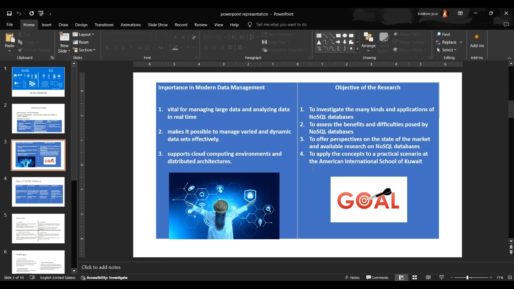Now, to go through two important things. One is the importance of modern data management. As we all know, the importance of data these days is growing because the amount of data is increasing day by day. So having a NoSQL database will be very valuable and efficient because it helps us save a lot of time. It's quite versatile because it helps us in managing large data, analyzing data in real time, and it also makes it possible to manage varied and dynamic datasets effectively.